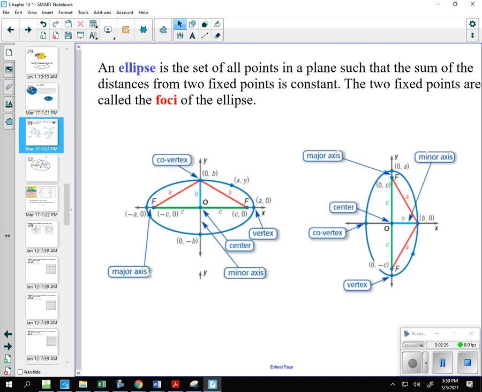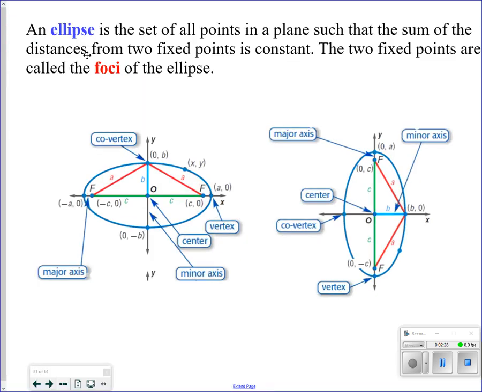All right, so let's go back. There are a lot of different things that we have to come up with here. One is the center of the elliptical shape. The next one are the vertices. So there are the co-vertices and the vertices. The co-vertices are on the minor axis.